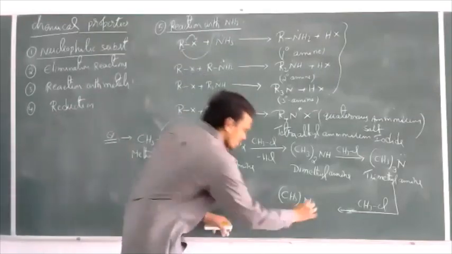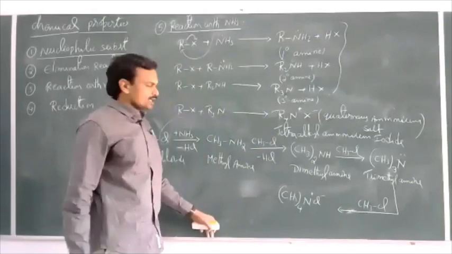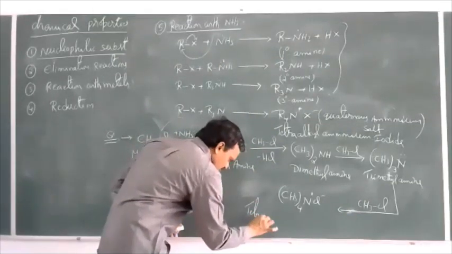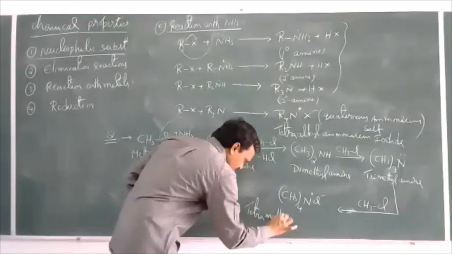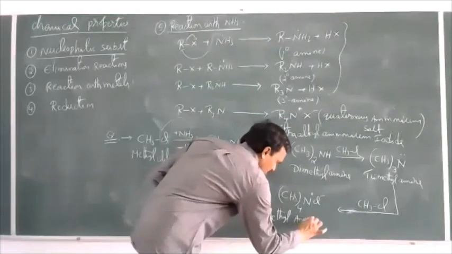Trimethylamine. And here addition takes place. The name of this compound is tetramethyl ammonium chloride.